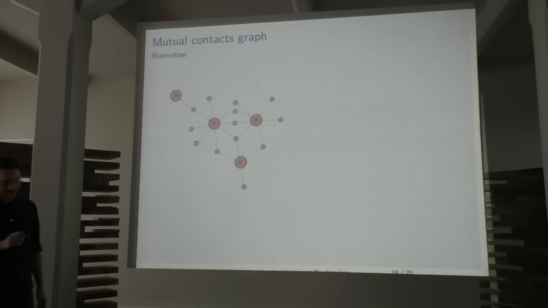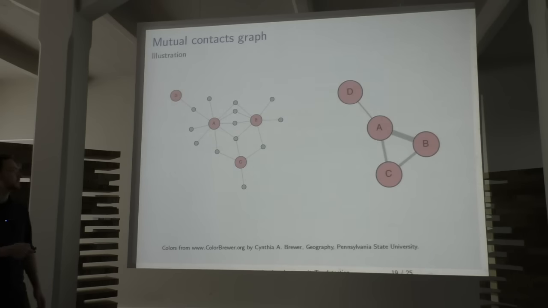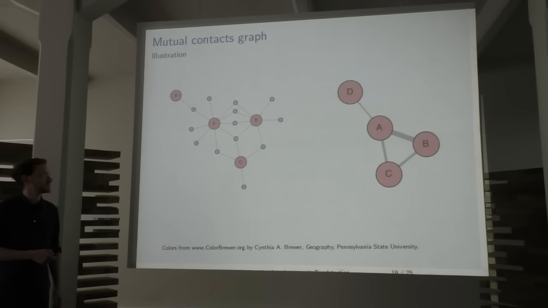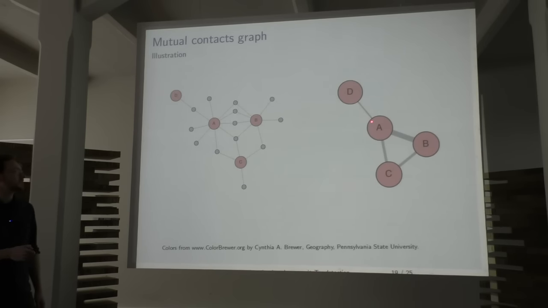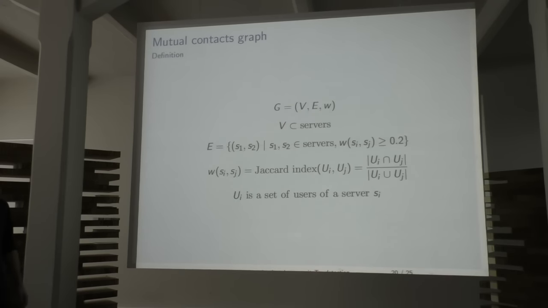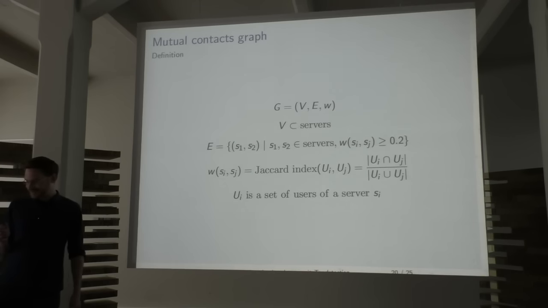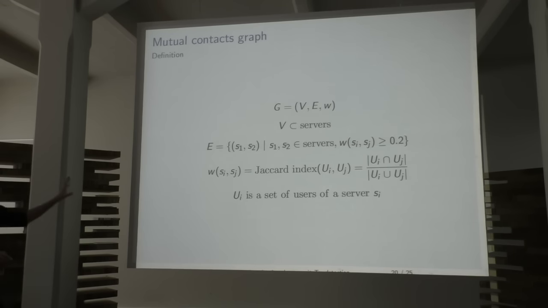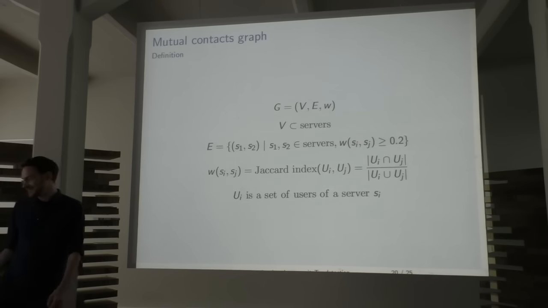And because we didn't want to work with a bipartite graph like this, we defined a condensation. There are only servers and the links between them are weighted according to the number of common users. So A and B share a lot of users, so there's a strong link. I didn't have any equations so far, so here are some formal definitions, but they are not really important.